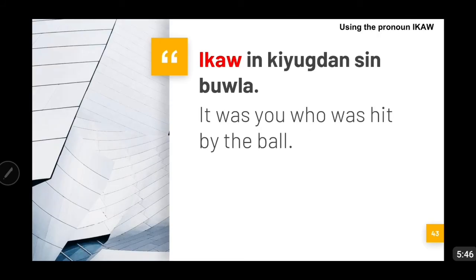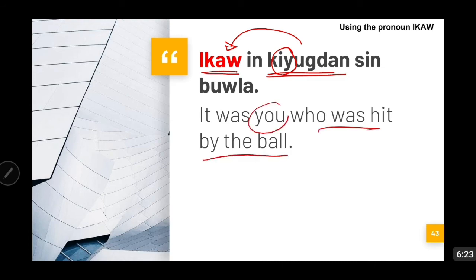Let's have an example. Ikaw inkyugdan sin bola. Look, the pronoun ikaw is written at the beginning of the sentence. That's why we use the ikaw form and not kau. At the same time, we have the verb kyugdan, which occurs after the pronoun ikaw. It is an e-verb, which means it is an object-focused verb, and its focus is still the pronoun ikaw. So it is translated as it was you who was hit by the ball.